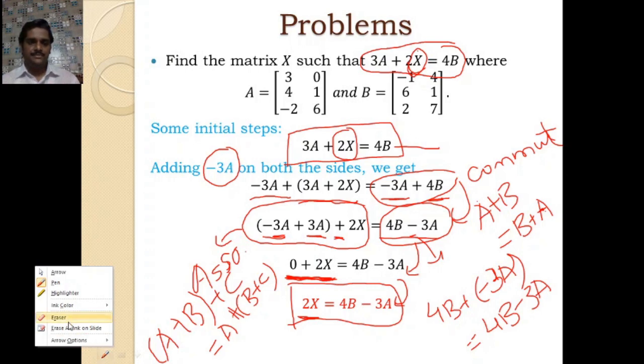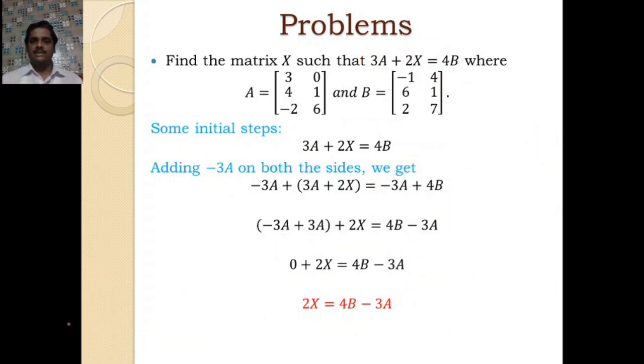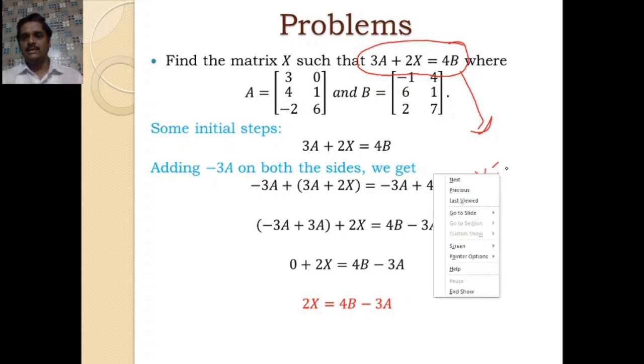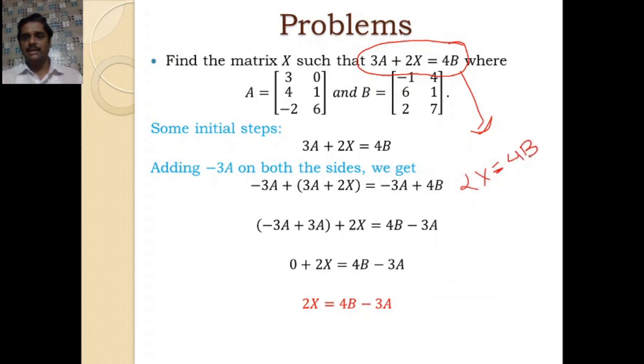Practically, we just treat this 3a plus 2x equals 4b as a usual equation, and mentally we just shift this 3a to the other side. So if we shift this 3a to the other side, it will give you 2x equals 4b, and if 3a goes to the other side, it becomes minus 3a. Both are one and the same.